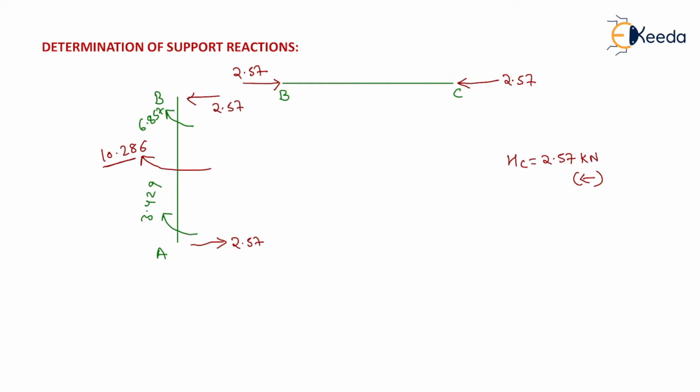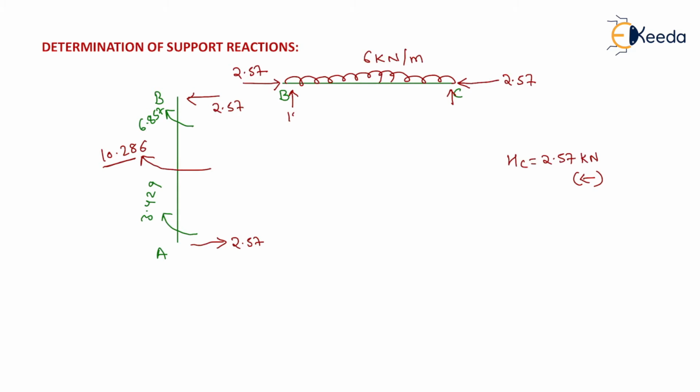In span BC there will be a uniformly distributed load of 6 kilonewton per meter. Now because of this uniformly distributed load the reaction will be half of the total load acting on the span BC. So the total load acting on the span BC will be equal to the UDL intensity multiplied by the span length, which will be equal to 24.